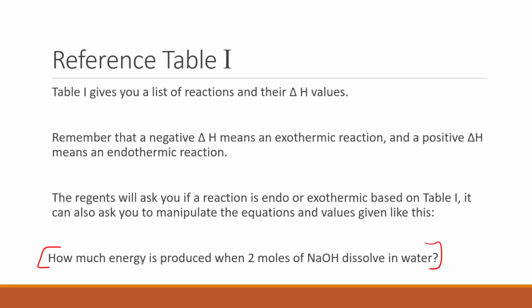Our answer here becomes 89.02 because table I tells us that 1 mole is 44.51 kilojoules. Right, if we are going to get 2 moles to dissolve, we need to double this value. Simple as that.